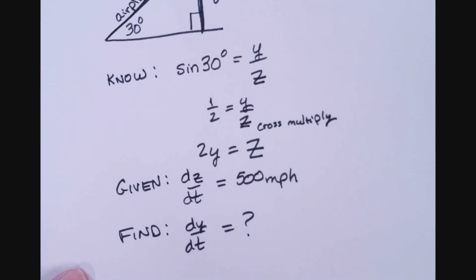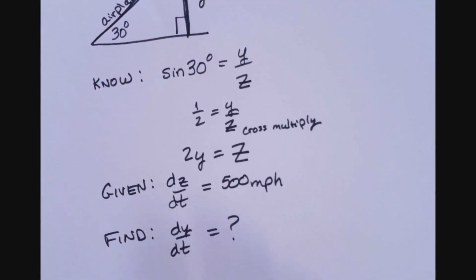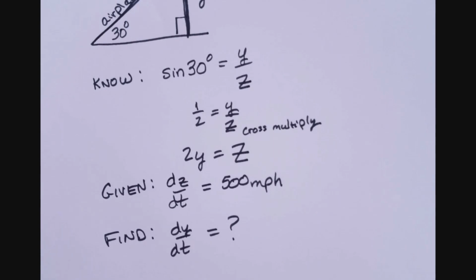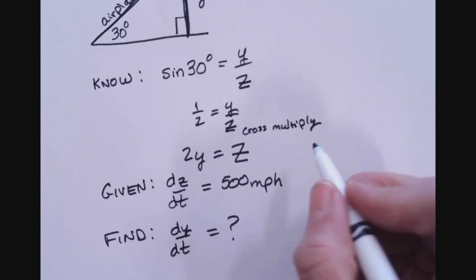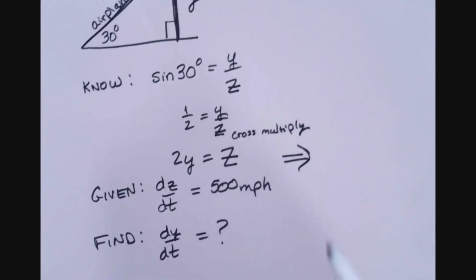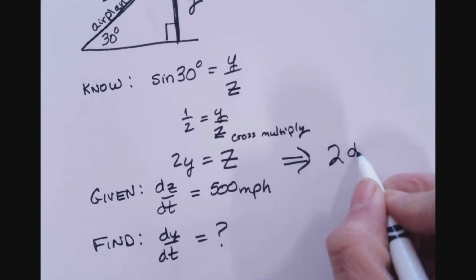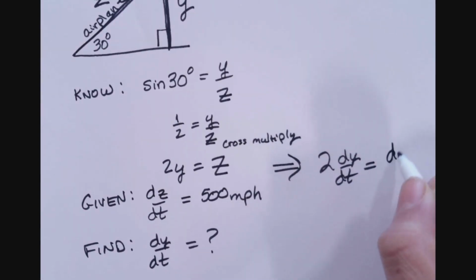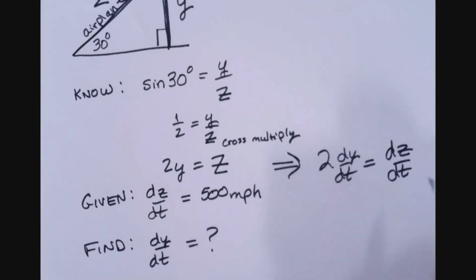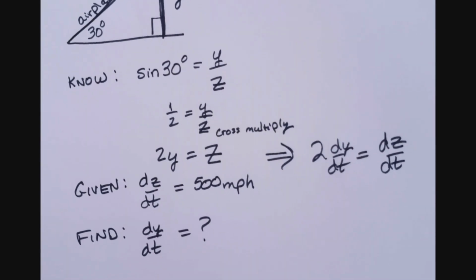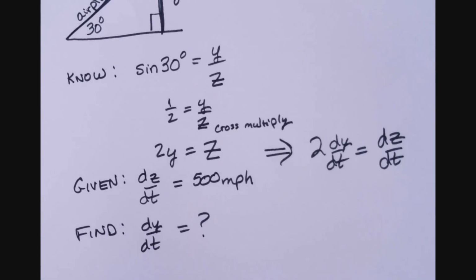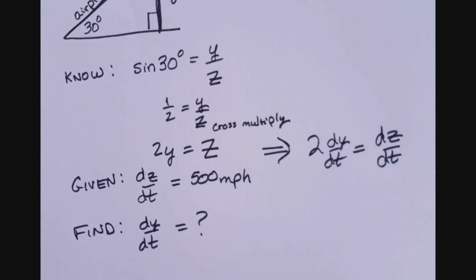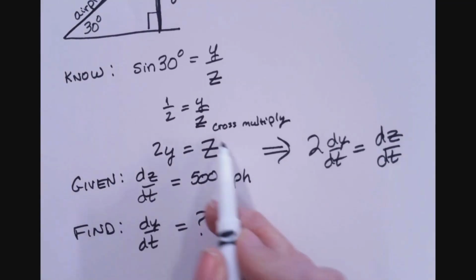So let's look at our formula. Now we have to just do our calculus with this. We have to take the derivative of both sides of that with respect to time. So let's see, we will get 2 dy/dt equals dz/dt. Just taking the derivative of both sides. You see where I get that? Yeah, I'm just using my simplest formula that I have.